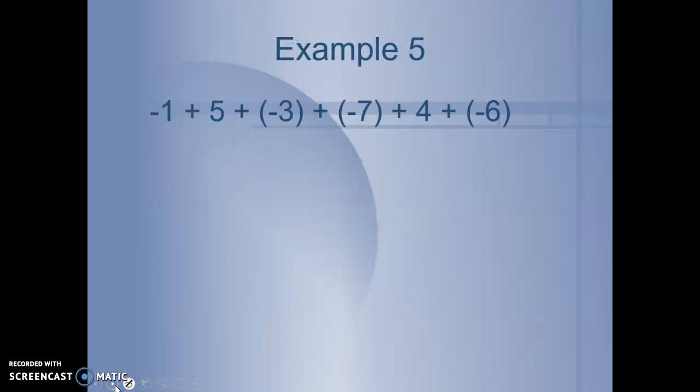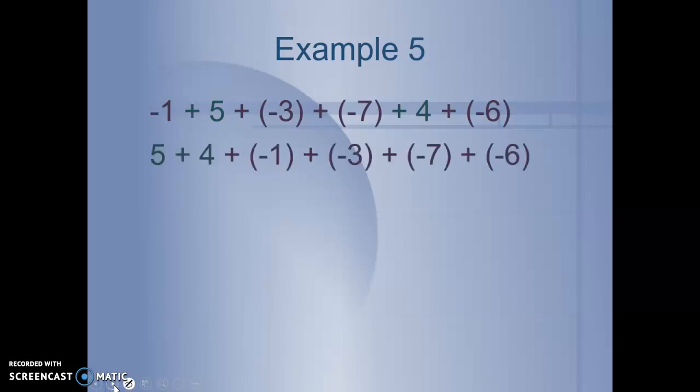Let's take a look at some examples. We've got some positive and negative integers that we need to add here. See if you can do this on your own. Let's rewrite this first with our positive numbers all together and our negative numbers all together. Positive 5 and positive 4 gives us a positive 9. And when we add all of our negative numbers together, those can be simplified to negative 17. We now have a positive 9 and a negative 17, which leads us to negative 8.